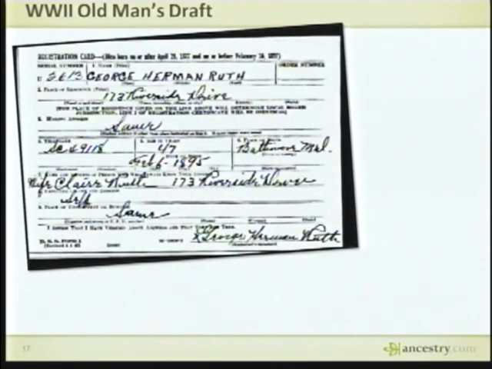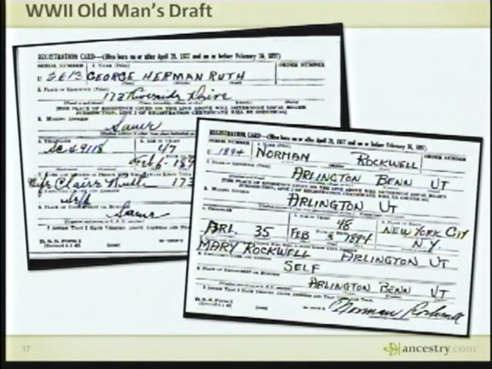We also have World War II, what's called the old man's draft. These are the men over age 45 who in 1942 had to register for the draft. Now stop and think about that for a minute. Over the age of 45, we have 60-year-old men registering for the draft. This is Babe Ruth, he's 47 at the time. Actually, Norman Rockwell, he's 48. But I've seen men in their 60s registering to be called up to serve.